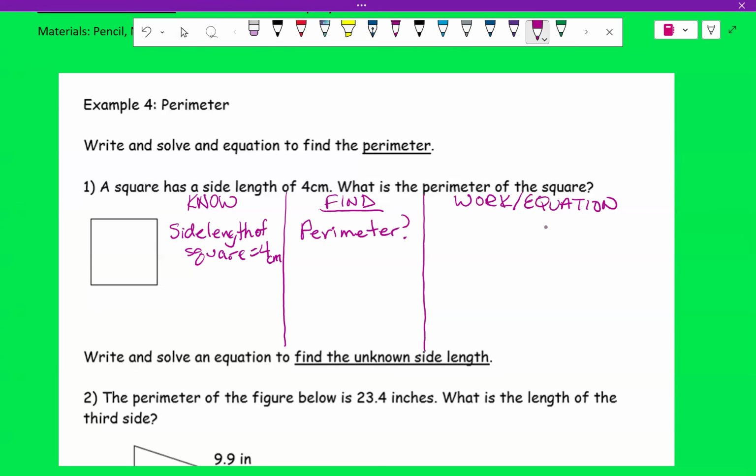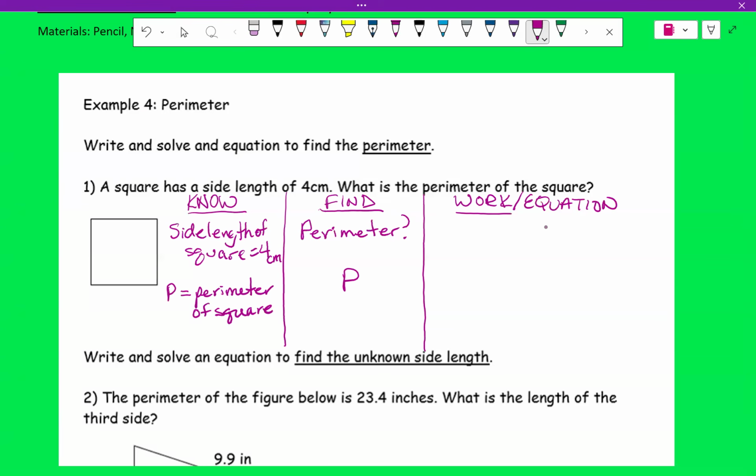And the piece of information that I don't know is going to be my variable. So I'm going to call that P. Now I'm going to come back to my know box and I'm going to define P. Defining P is telling your reader what P represents, and P represents the perimeter of my square.